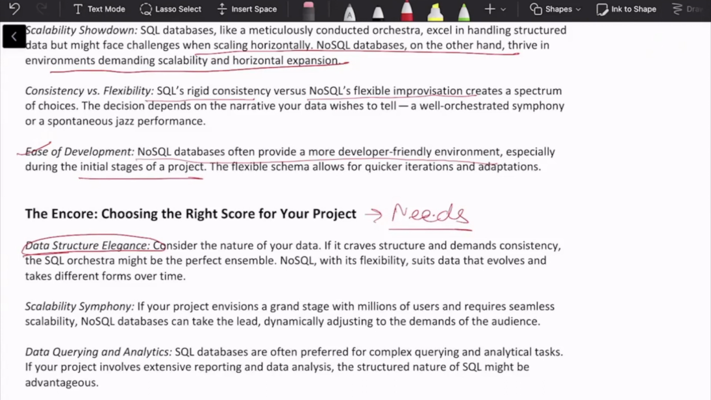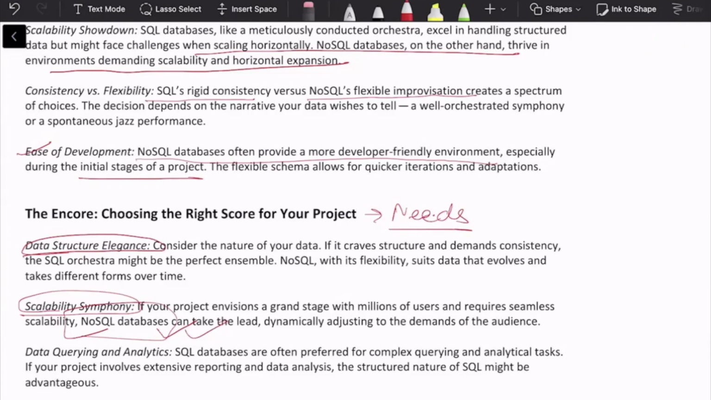The second thing is scalability. Do you anticipate the scale of your database to increase? When I say scale, it doesn't mean that it will increase in one day. It can increase over time. But do you anticipate the data to increase in a manner that cannot be handled by vertical scaling? In that case, you should always go with the NoSQL database, because that's where you can scale up your database in a horizontal manner.